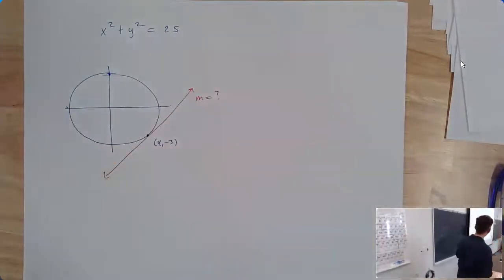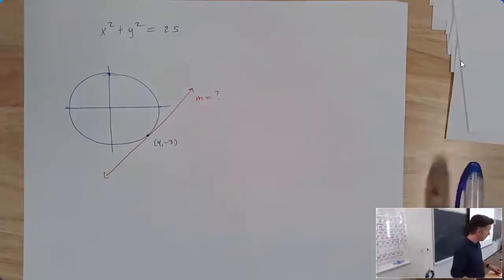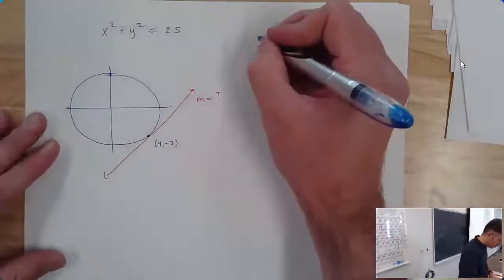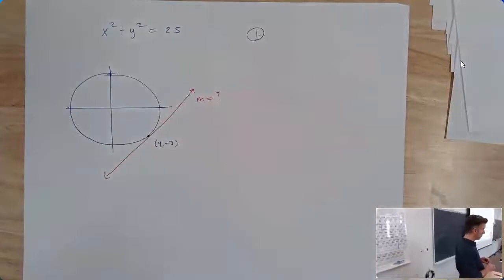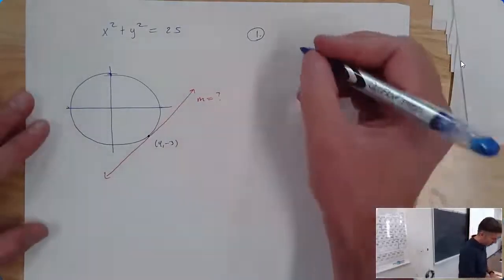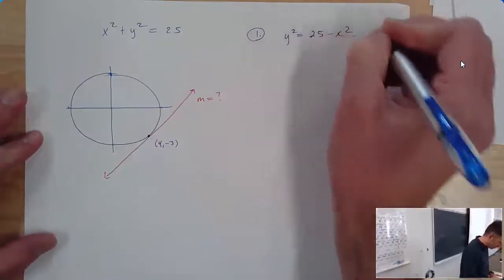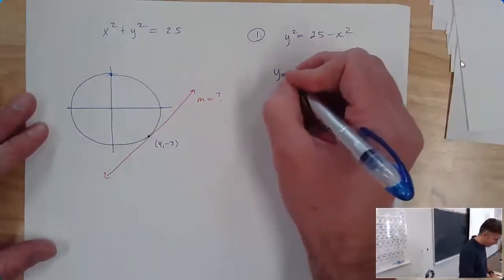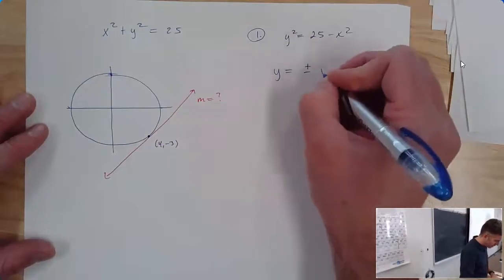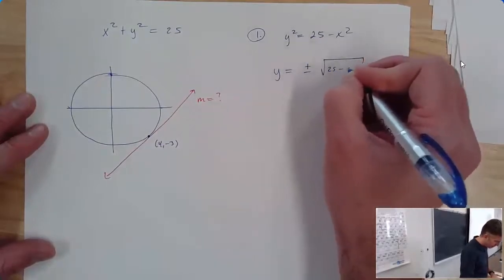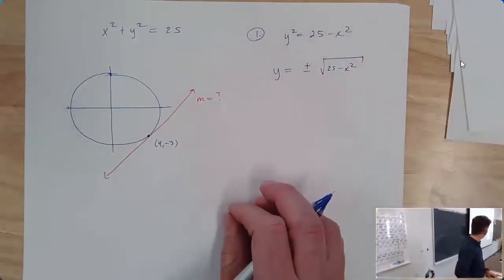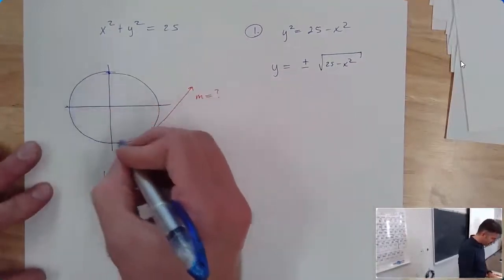Now, sometimes you have the ability to actually solve for y as a function of x and then figure out what the derivative is. And that would totally work here. So I could, in one way, which is not always an option, but in this case certainly is, say, I'm going to solve for y squared equals 25 minus x squared. And then taking the square root of both sides, y is plus or minus the square root of 25 minus x squared. And in this particular point, I'm using the bottom half of the circle.